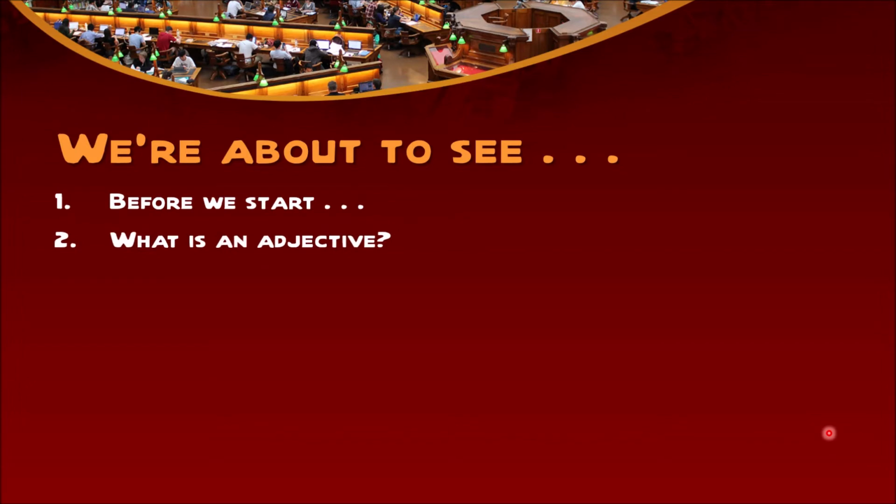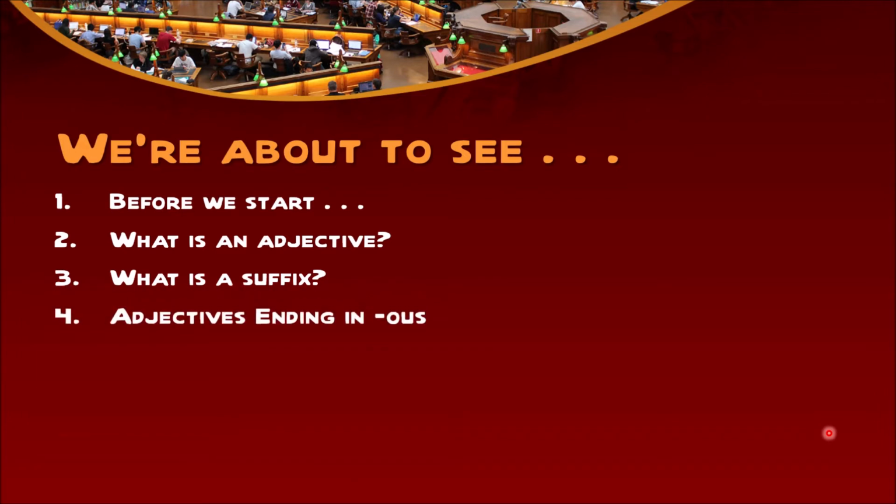So, as you can see in the index, first of all, we have the part before we start. Before we start our presentation and video, we should talk about something. Then, what is an adjective? The description of an adjective. After that, what is a suffix? What are suffixes and what do they do? After that, adjectives ending in OUS.